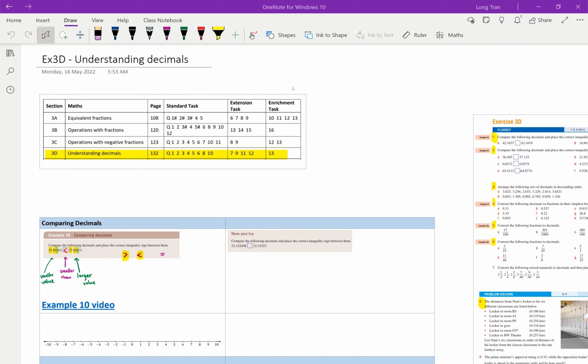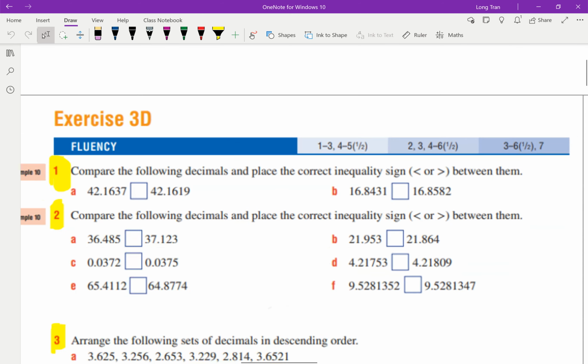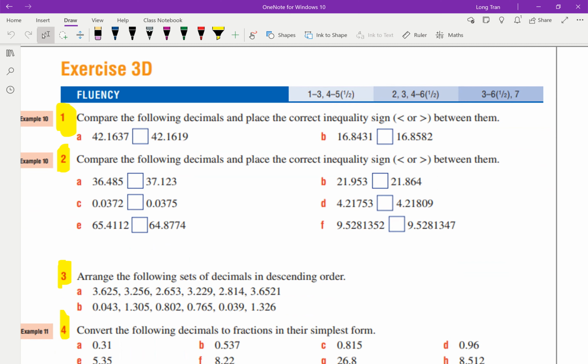Starting with exercise 3D, understanding decimals. Now, first part of your work. Listening, eyes and ears towards me.